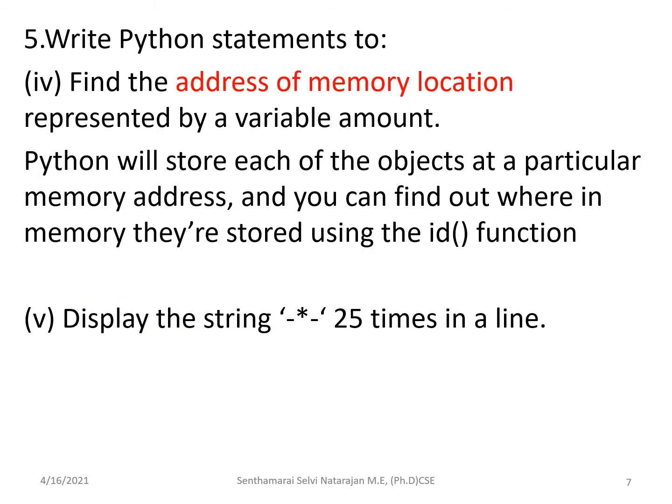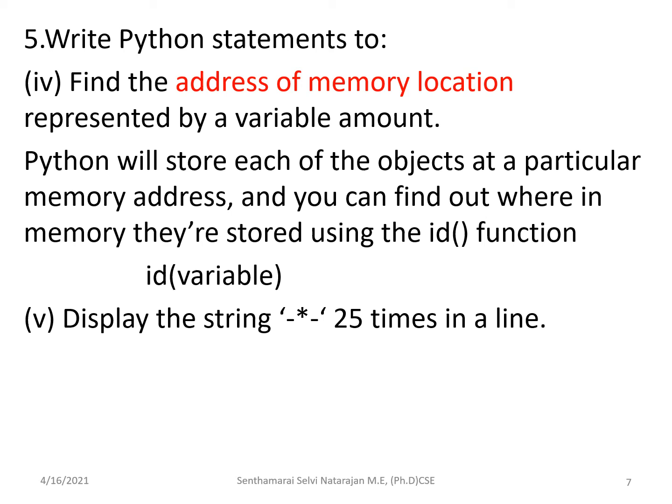Moving to the next statement, here you have to write the statement to find the address of a memory location of a variable. Here the id function is used to get the memory location of any variable. So the id function is in the form id of variable. Here you can substitute whatever variable you have. It gives the result as an integer value, that is the memory location where that variable is located.